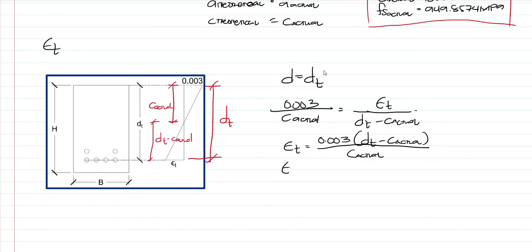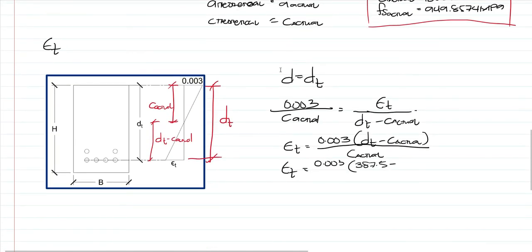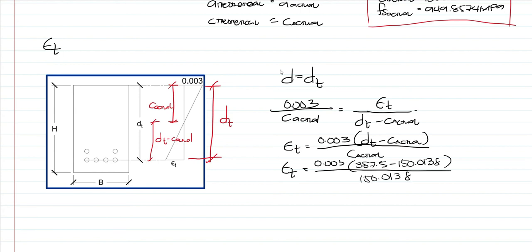So substituting all the values, so we have 0.003 times our dt 387.5 minus yung C actual natin na nakuha kanina, so yung 150.0138, divided by a value 150.0138. So our epsilon sub t now will be equivalent to a value of 0.00479.